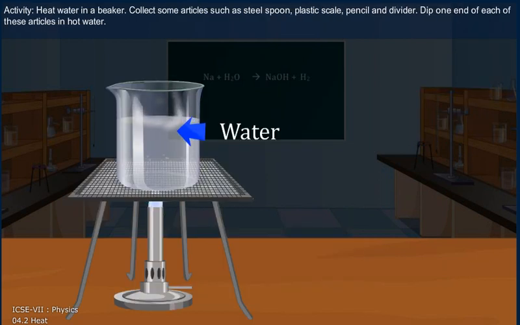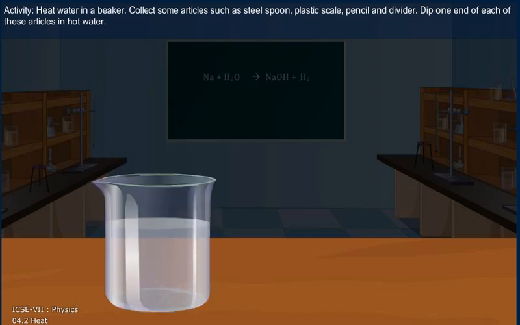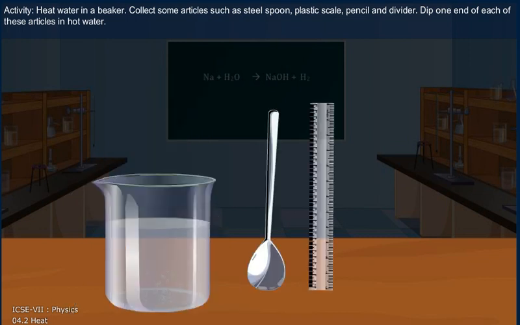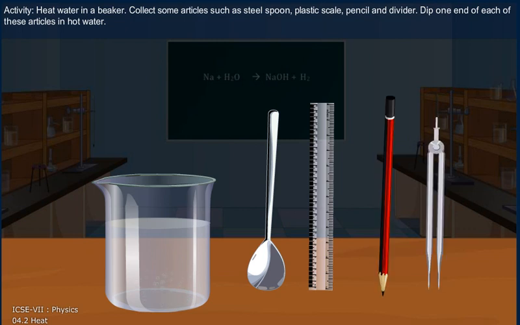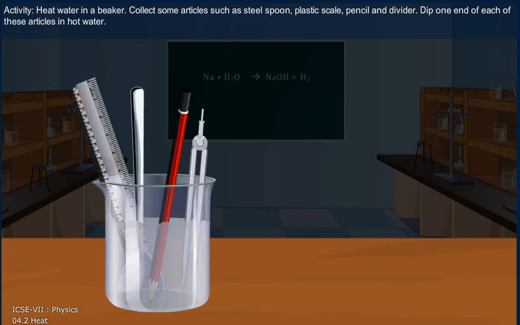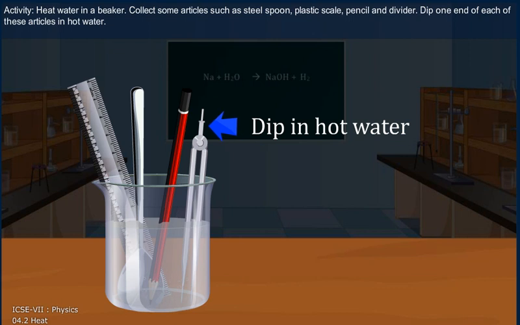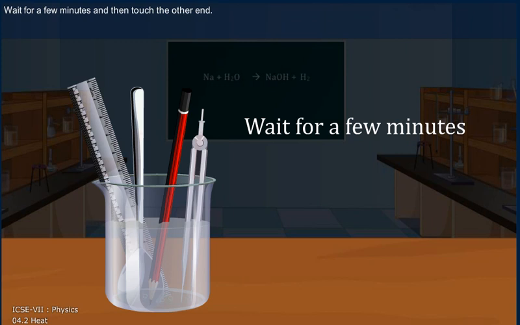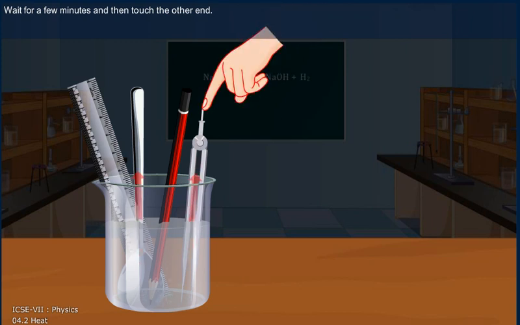Activity. Heat water in a beaker. Collect some articles such as steel spoon, plastic scale, pencil and divider. Dip one end of each of these articles in hot water. Wait for a few minutes and then touch the other end.